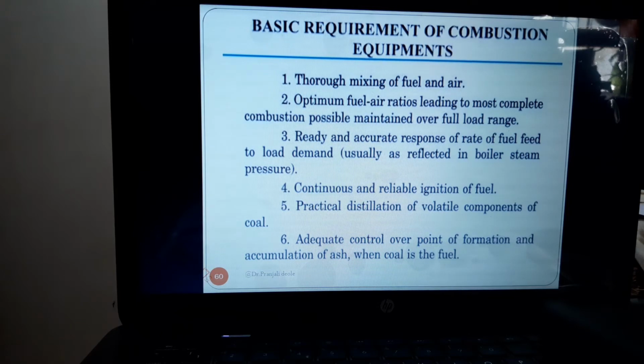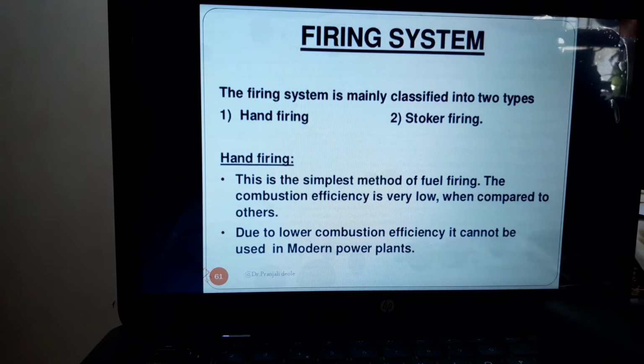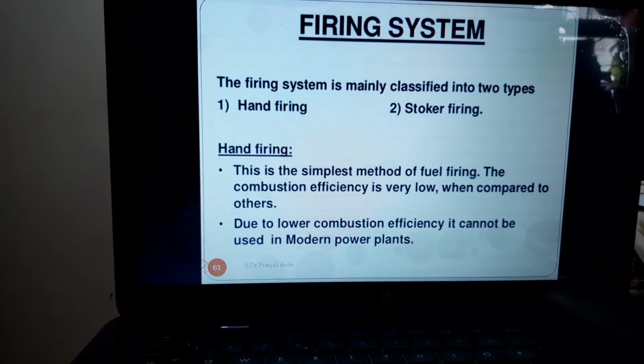Then let us talk about the fuel firing system. The firing system is mainly classified into two categories, which are called hand firing and stoker firing. Hand firing is a very simple method of fuel firing. The combustion efficiency is very low when compared with the other. Due to lower combustion efficiency, this hand firing method cannot be used in the modern power plant.